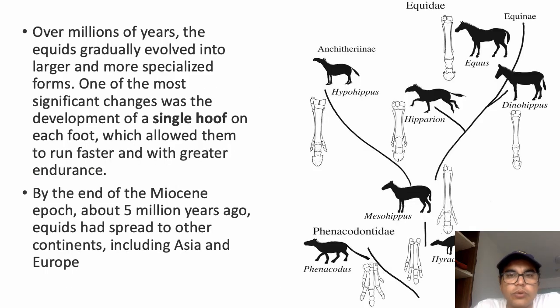So the most important thing I have told you is the development of the single hoof throughout this process. And as I have told you, it was first found in North America, then the horse population spread throughout the world, but it was later distributed to Asia and European countries.